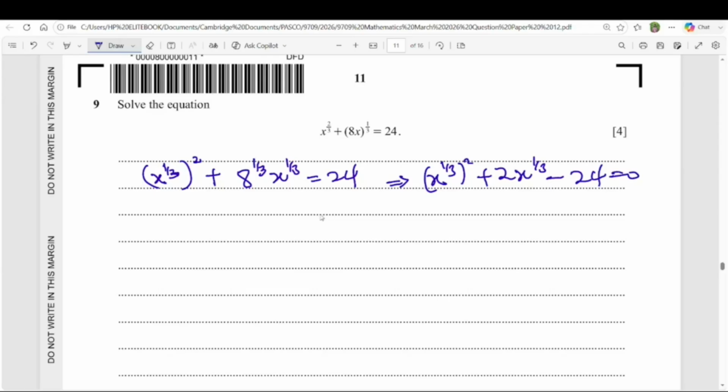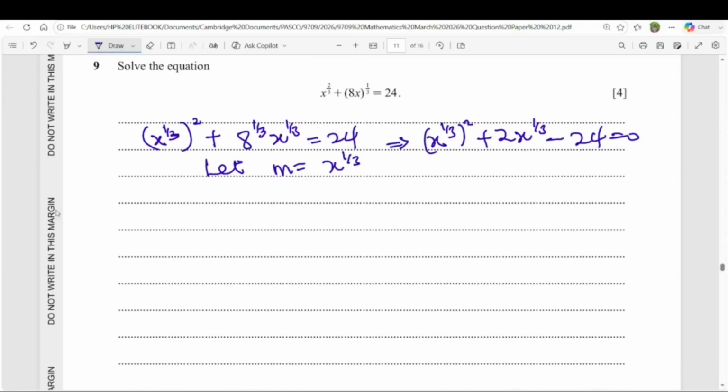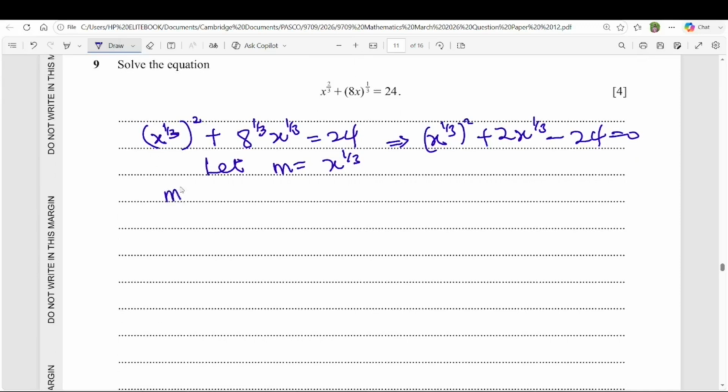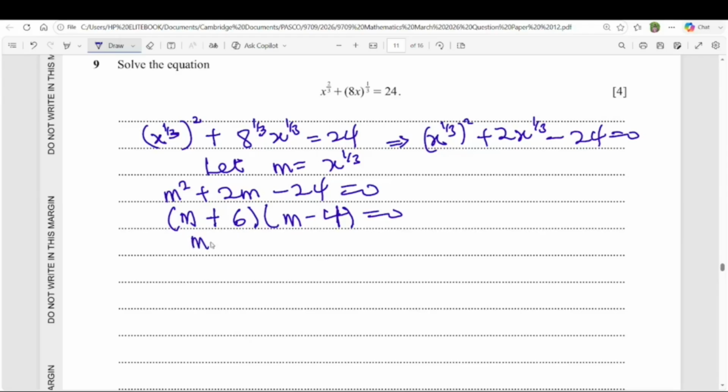And we have x exponent 1 over 3, which we can replace by a different variable. So let's say m equals x exponent 1 over 3, and then we solve. So we have our equation to be m squared plus 2m minus 24 is equal to 0, and then we factorise. Factors of 24 that give us 2 when added or subtracted, and 24 when multiplied, are 4 and 6. Because 2 is positive here, the bigger number becomes positive, so plus 6 minus 4. So it means m is equal to negative 6, or m is equal to 4.